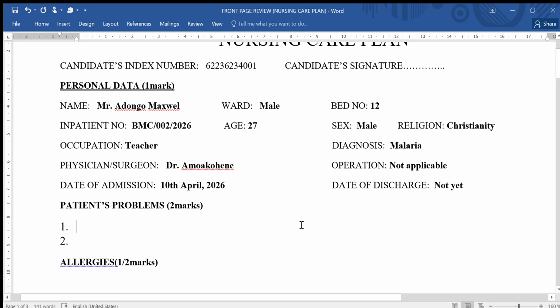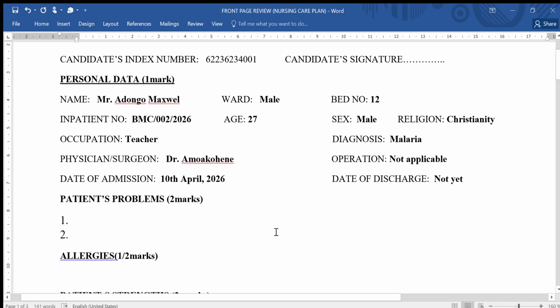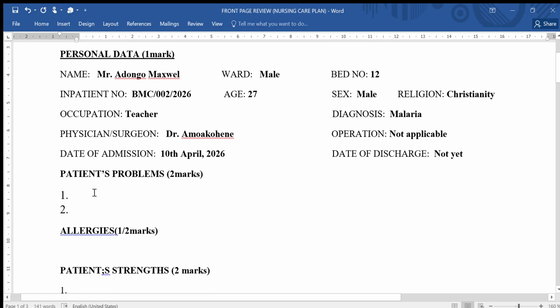Then what actually makes the care plan difficult for a lot of nurses is this one. Patients' health problems. Here you have to state at least 4 of the health issues that the patient is reporting. This patient is suffering from malaria. So let's say the patient has fever. You have to state it quite clearly. Don't mince words. Our patient has fever.